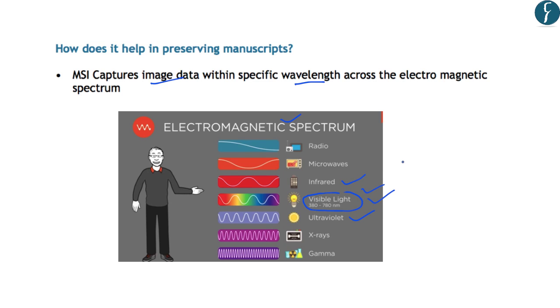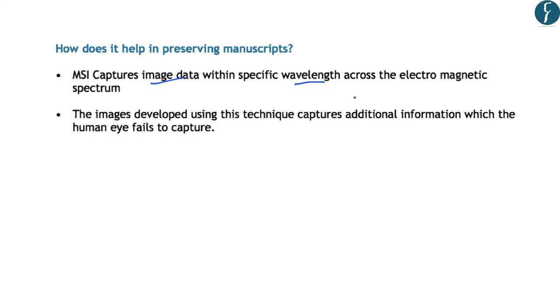So, in this line, multispectral imaging can capture information related to the infrared and the ultraviolet segments of the electromagnetic spectrum as well. And that is why multispectral imaging is very important for the preservation of artworks or ancient manuscripts. Now, the images developed using this technique capture additional information which the human eye fails to capture.